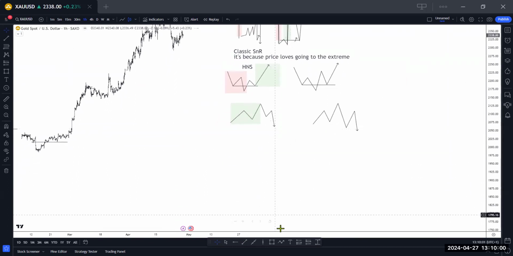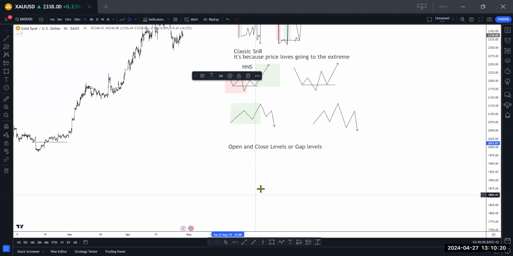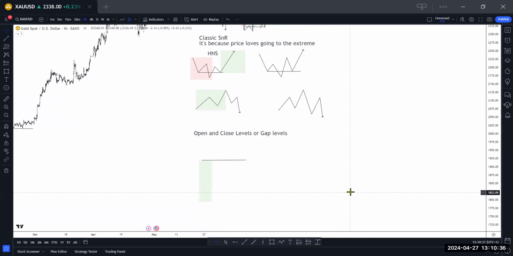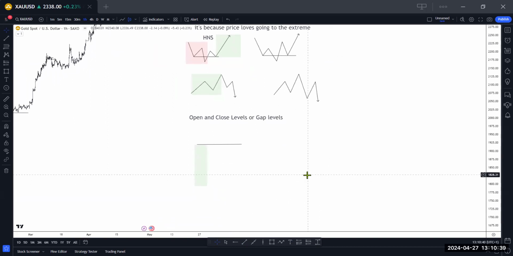Now, the next type of SNR I wrote in the earlier one was open and close levels. This is going to take us back to the idea of candlestick anatomy that I mentioned earlier. These levels are also called gap levels. Remember we said that for a buy candle, at the closing price of a buy candle, what do we have?